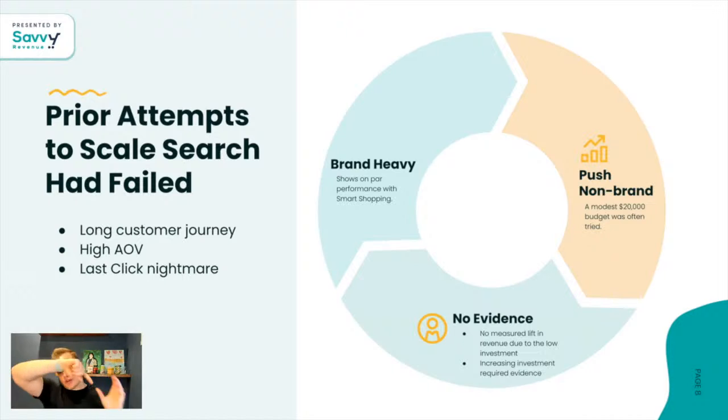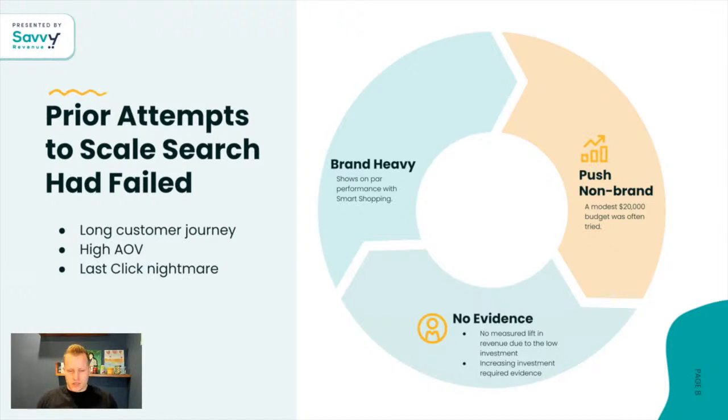They've all started out in this angle where they are brand heavy, then they try to push non-brand. Let's just say a modest $20,000 monthly budget. And then there are no transactions. There's no revenue. There's nothing that comes out on the other end to say this was actually worthwhile. And they do millions through affiliate, so even $20,000 is hard to actually measure from a blended ROAS perspective.